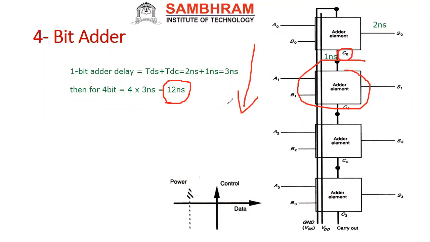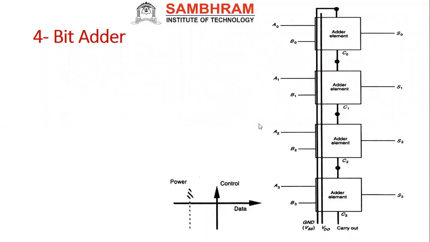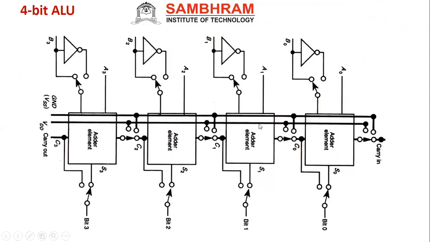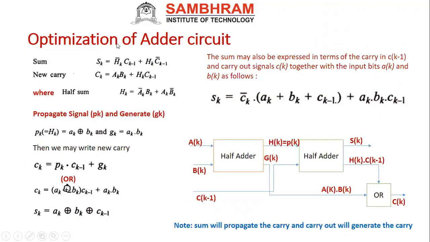When you go for the optimization of adders, you need to design an adder which produces the result very fast. So for that we have to propose some efficient adders, and those kinds of adders we can call fast adders. That is what I am going to say now. For the optimization of the adder circuit, this is the earlier equation, the sum. This is your carry circuit, where the half adder sum is nothing but H of k. All these things we studied earlier.